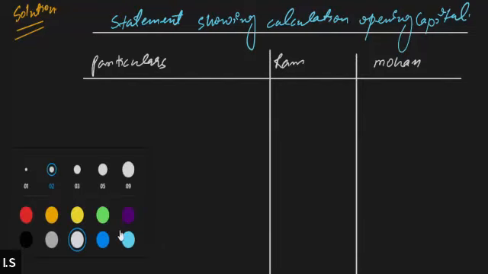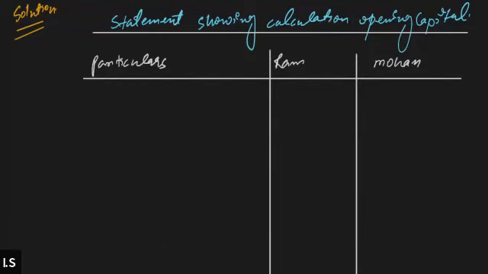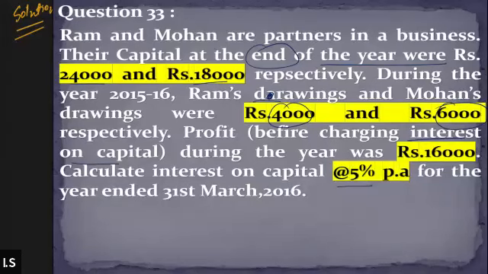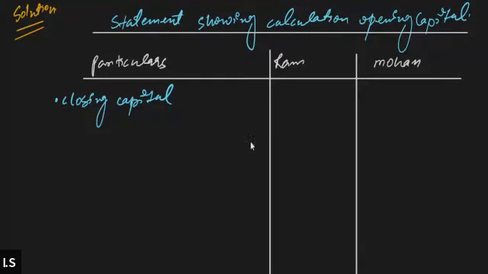Okay, so first of all, let's write down the capital balances of the partner. Not the opening, the closing capital of the partner, that is already given in the question. Closing capital of partner, that was given in the question. See if you are able to see. Closing capital balances were 24,000 and 18,000 respectively, right? So we'll write that value here, 24,000 and 18,000, right?